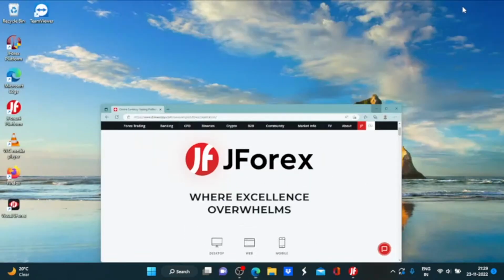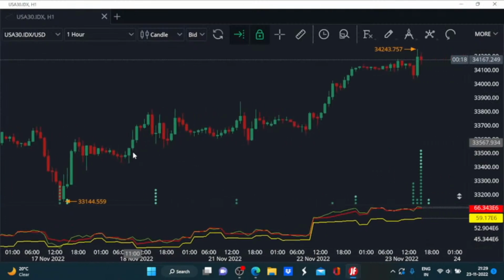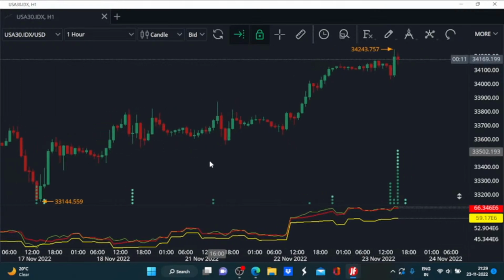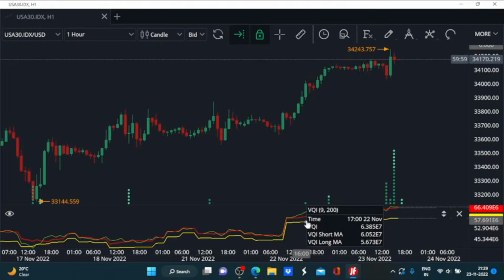So let's now head to JForex 4, the newly released trading platform from Dukascopy Bank SA. Here is the chart for the Dow Jones Industrial Average drawn on the hourly time frame. On the lower side, you can see the Volatility Quality Index plotted with the default calculation periods. The short moving average is 9 and the long moving average is 200, and the actual VQI value is simply derived using the true range.